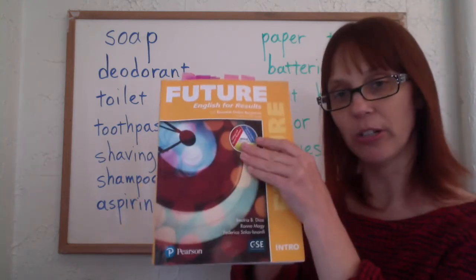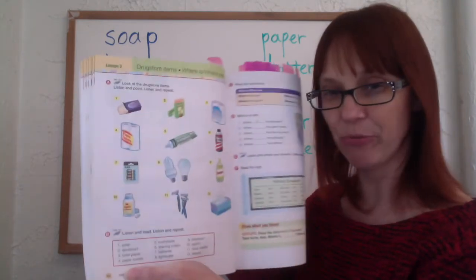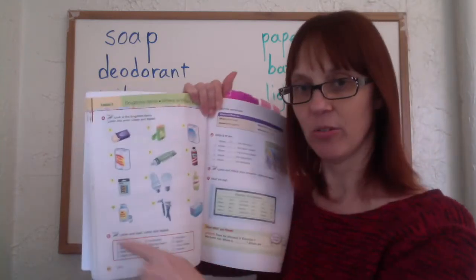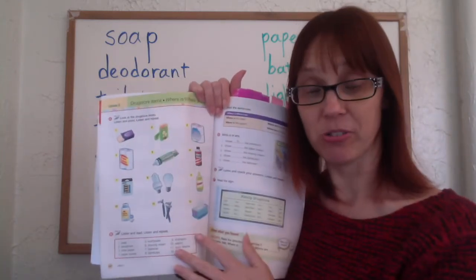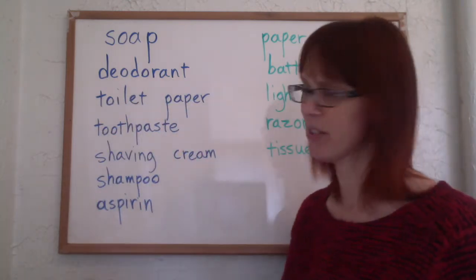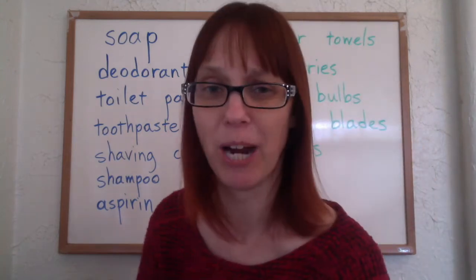And if you want, you can look in your book at page 84. And look at the pictures and the words. And we will review the words, because some of these are kind of hard to pronounce. They're a little difficult. So we're gonna practice with them more.